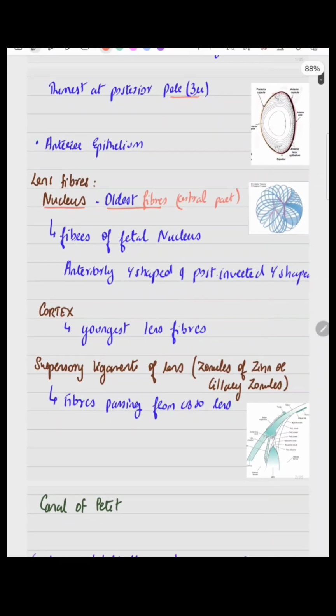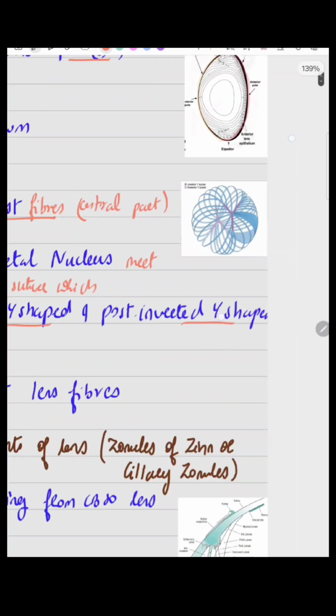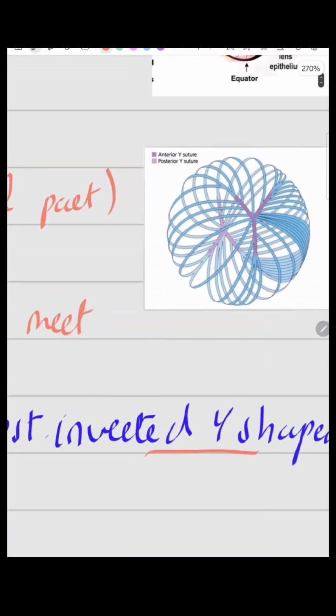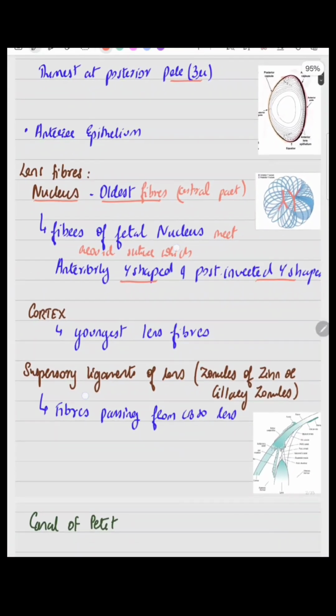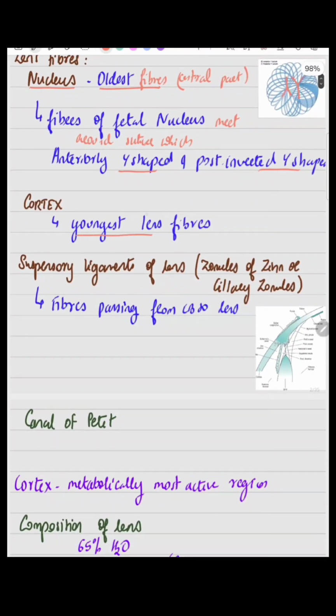Fibers of the fetal nucleus meet around the sutures, which are anteriorly Y shaped and posteriorly inverted Y shaped. The cortex contains the youngest lens fibers. The nucleus is the oldest and the cortex is the youngest.